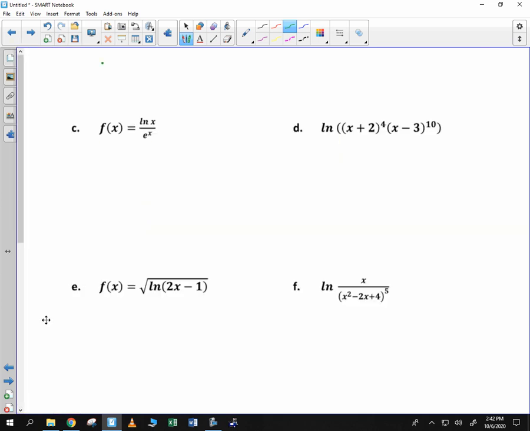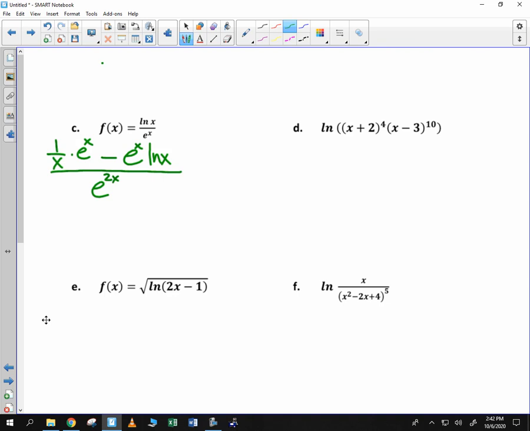What about the natural log of x over e to the x? If you said to use the quotient rule, you are correct. The derivative of the top is 1 over x. The bottom is just e to the x. Minus, the derivative of the bottom, e to the x, times the top, natural log of x, all over e to the x squared, or e to the 2x.